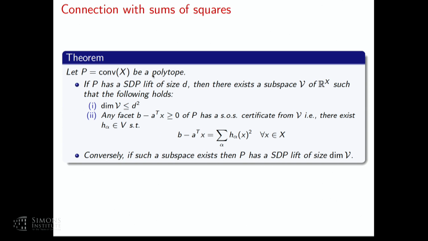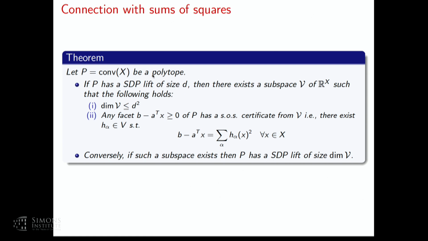Okay, it's also not difficult to show that if such a subspace V exists, such that any facet of P has a sum of squares representation from V, then the polytope has an SDP lift of size the dimension of V. Okay, so there is a gap here. This is d squared, this is d, but it's not too important. You can bridge it if instead of looking at scalar sums of squares, you look at vector sums of squares. But it's not the main point.